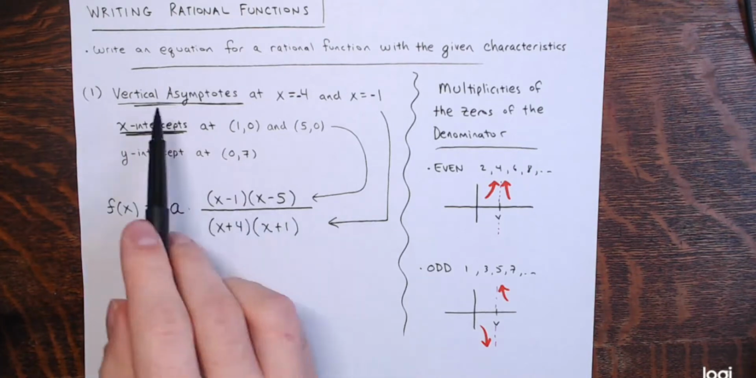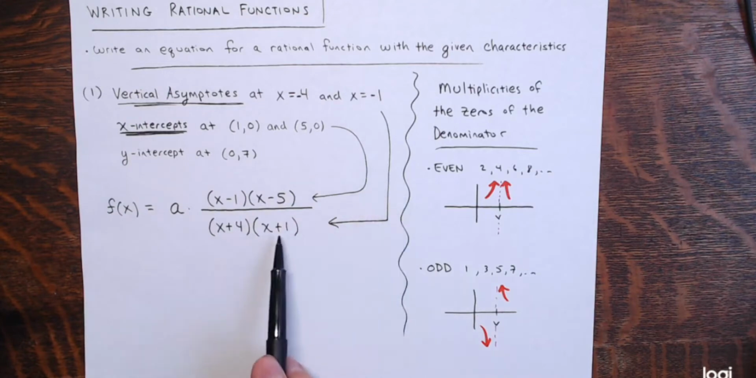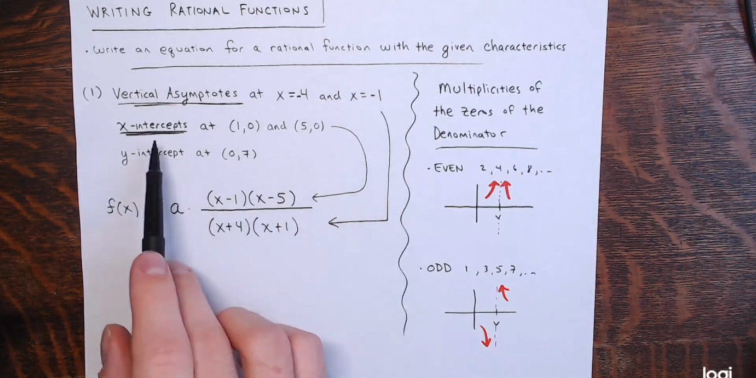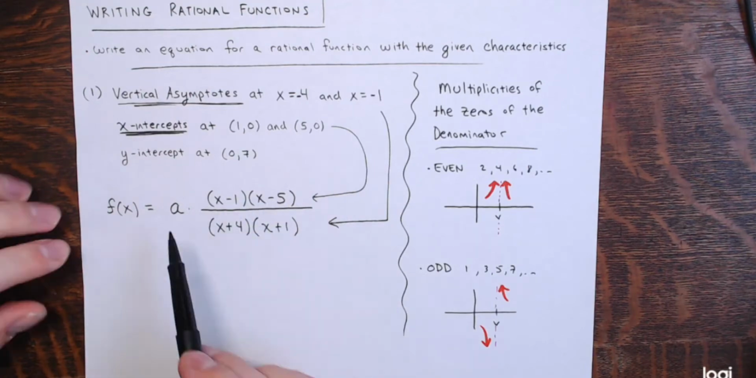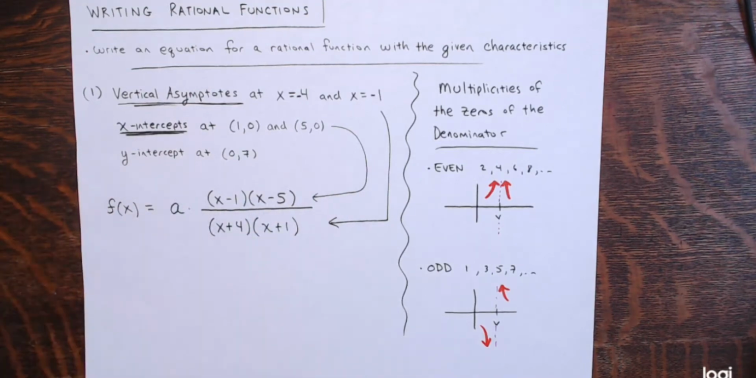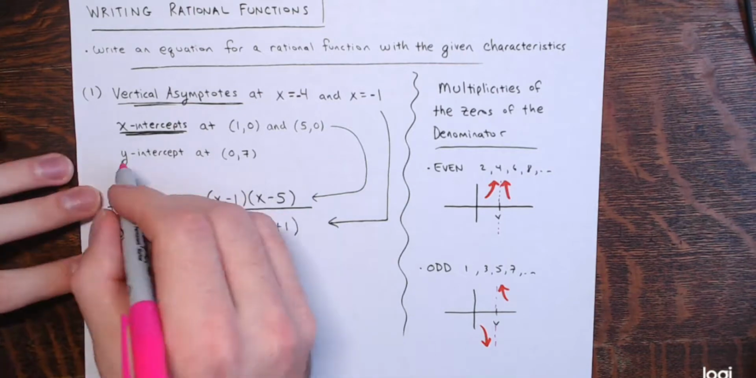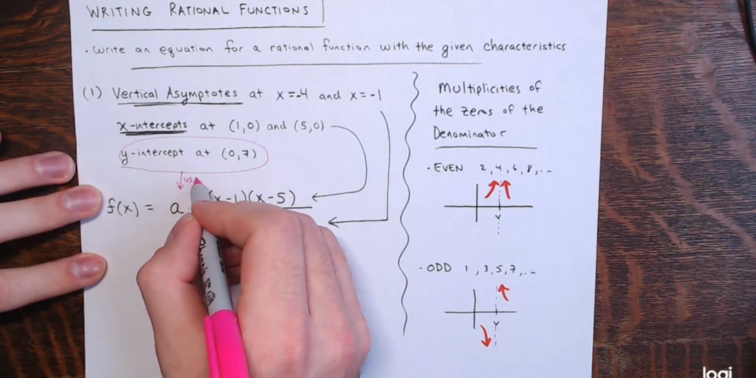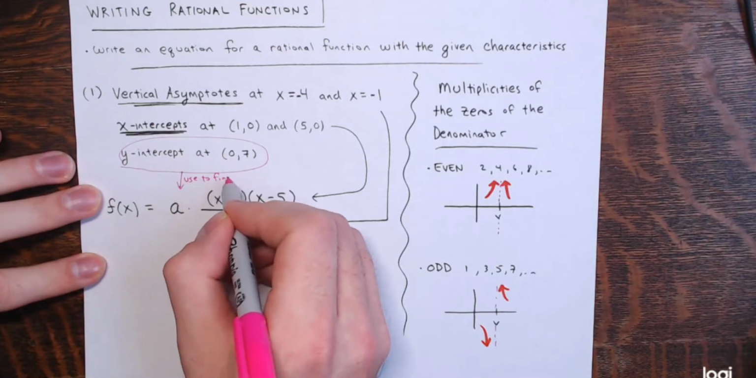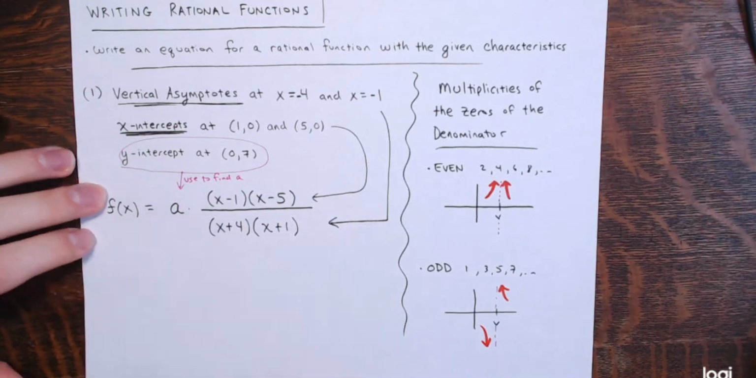Alright, so the vertical asymptotes help you get the factors in the denominator. The x-intercepts will tell you how to get the factors of the numerator. And then the y-intercept, or some other point on the graph, we're going to use to find that scale factor.